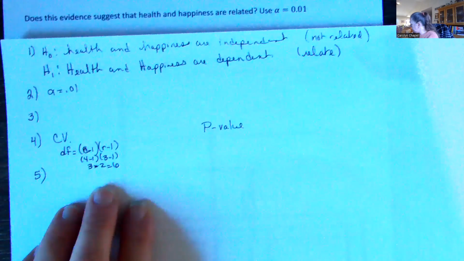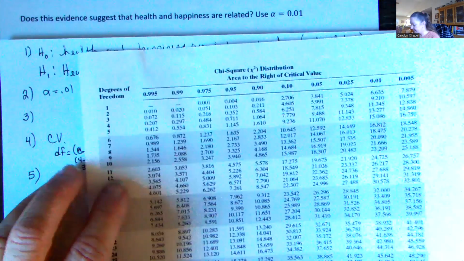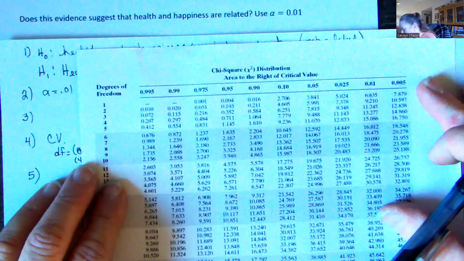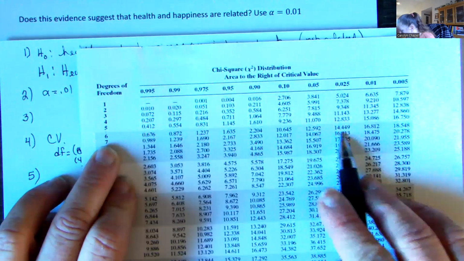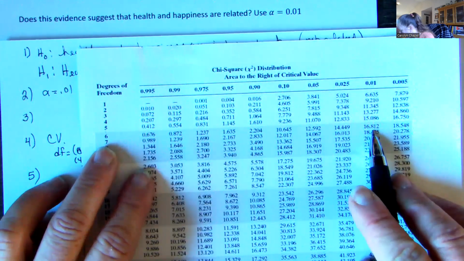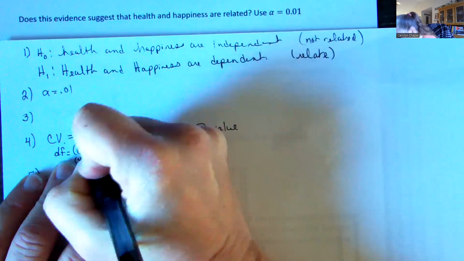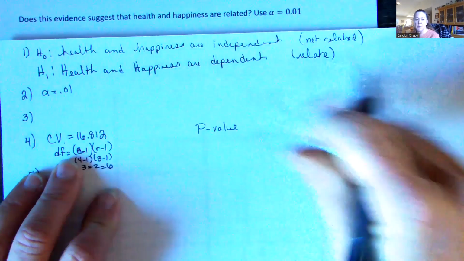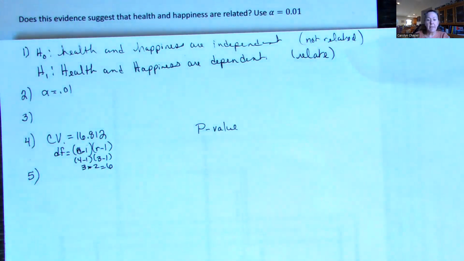Okay, and we were doing an alpha of 0.01. So again, here is my chi-squared table. And so we have 6 degrees of freedom. Our 0.01 is way over, and we have 16.812. So our critical value is 16.812.